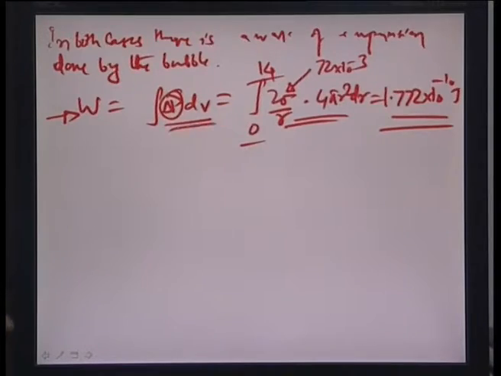This is the PdV work, mind you, as the bubble is expanding against an internal pressure of 2 sigma by r, and we assume r to be variable here. The amount of work that the bubble would do in the process of expanding against that delta P is essentially delta P times dV, the change in volume.